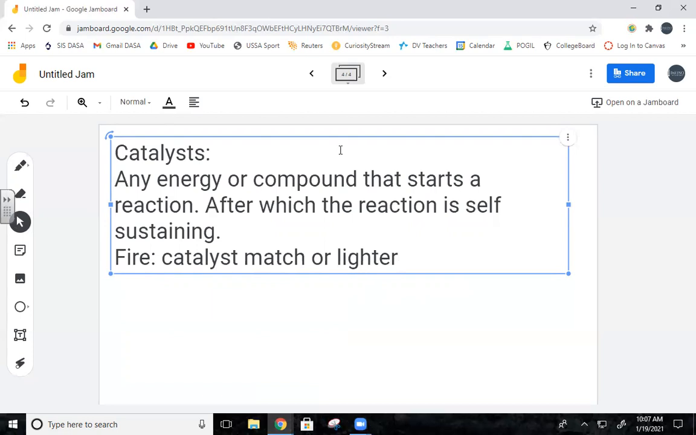That is a chemical reaction, right? We're breaking down a hydrocarbon in the form of cellulose mostly in wood, reacting with oxygen, making water and carbon dioxide. Okay? When that happens, that's self-sustaining. That's just going to keep on going. Okay?